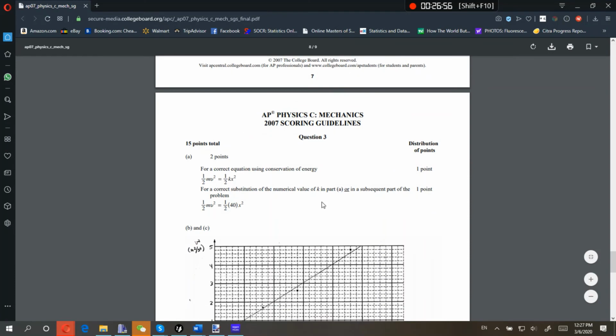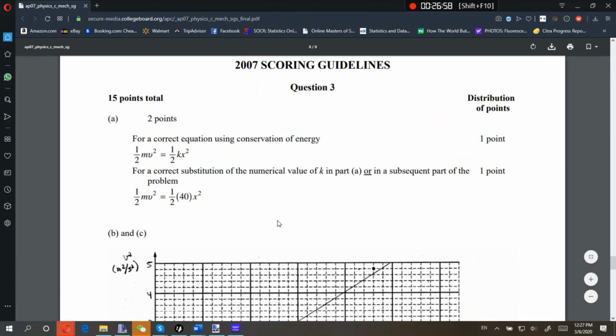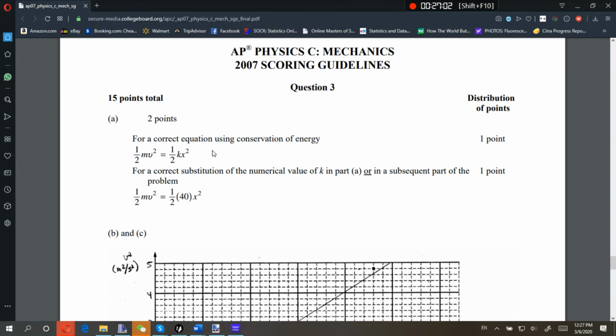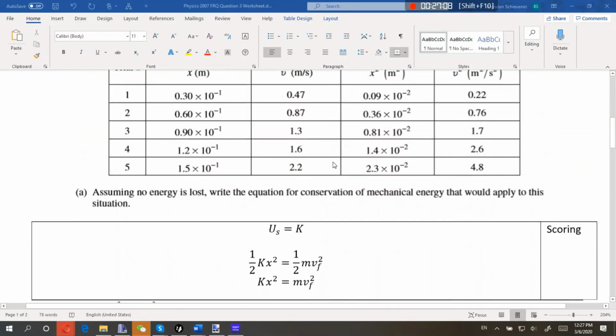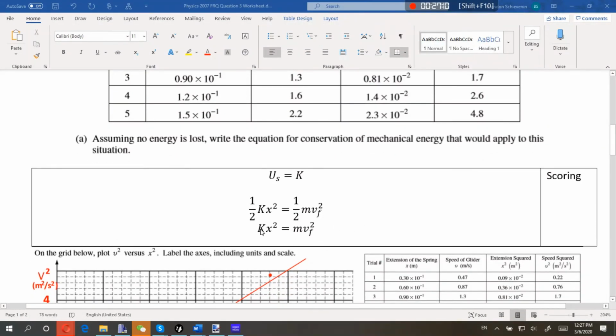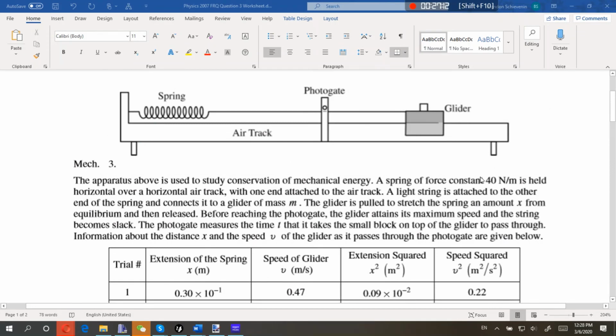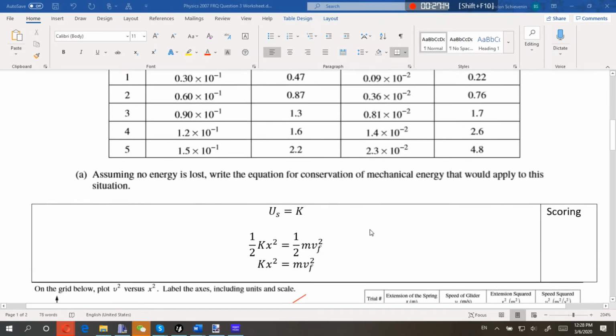So we've got conservation of energy. Okay, we did that. Substitution of k. I don't think we did that. I think I forgot. Was k given? k was given, so I did not put 40 in. So I would have gotten 1 out of 2 points here.